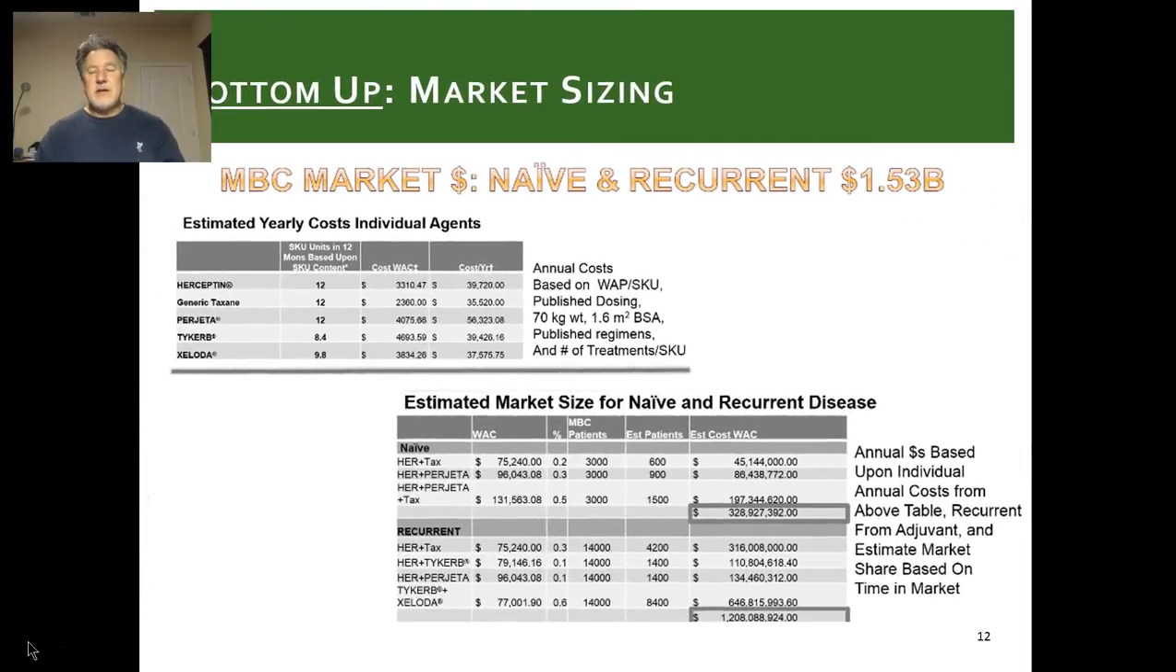Here's another example. We did a few years ago with Genentech, and we were looking at metastatic breast cancer. We're looking at naive, which is the first occurrence of the breast cancer, and recurrent, which is a recurrence of that disease. And what we did was we looked at yearly costs of individual agents that are involved with the treatment. And then what we were able to do is tie that in with certain drivers, based on the combinations of these drugs and the number of patients that are there, to be able to provide an estimated market.